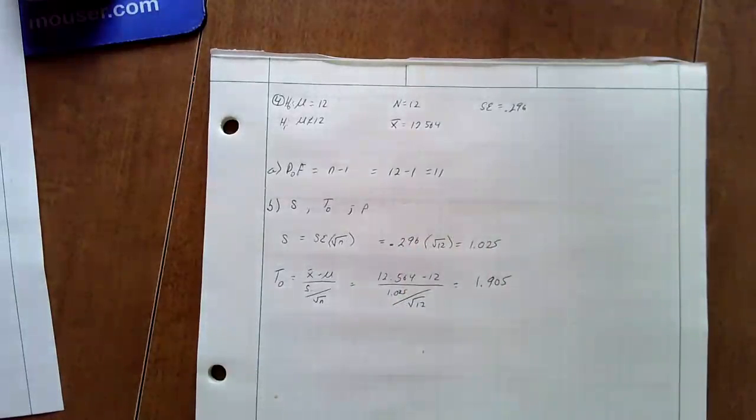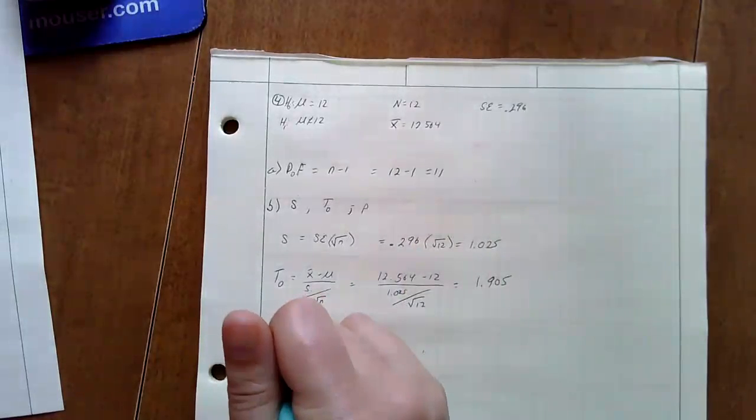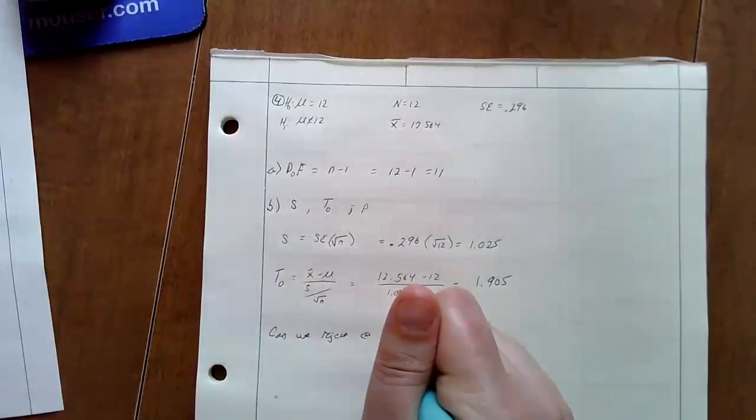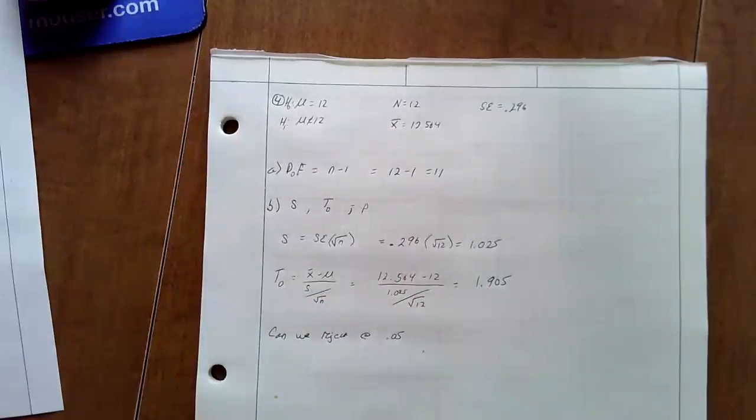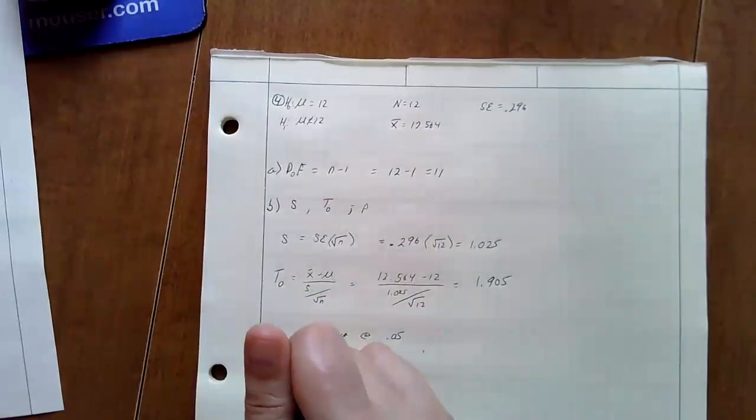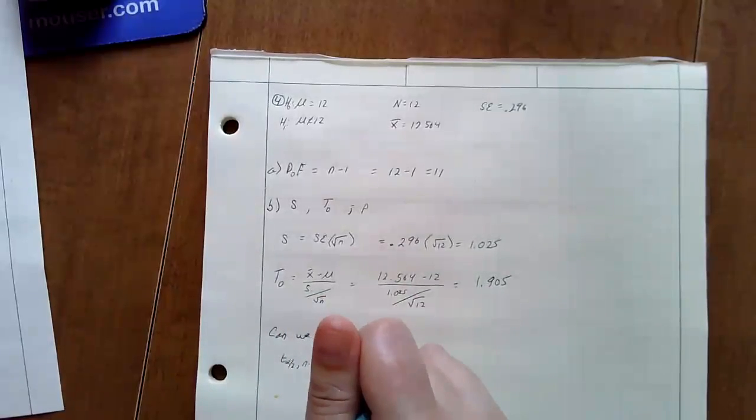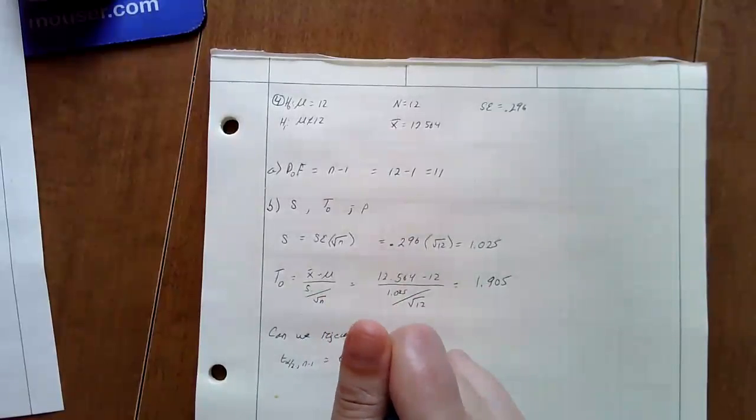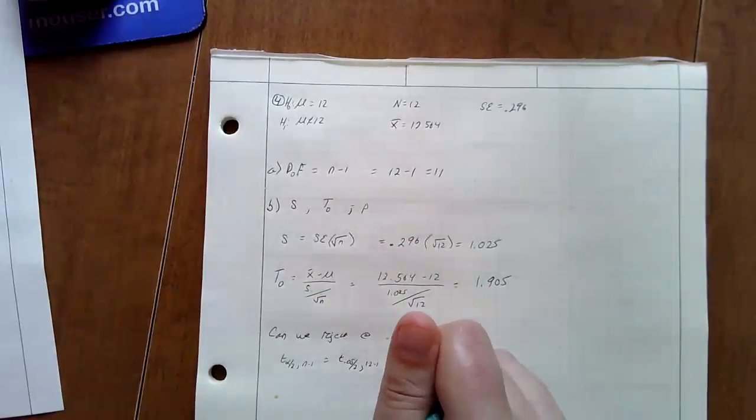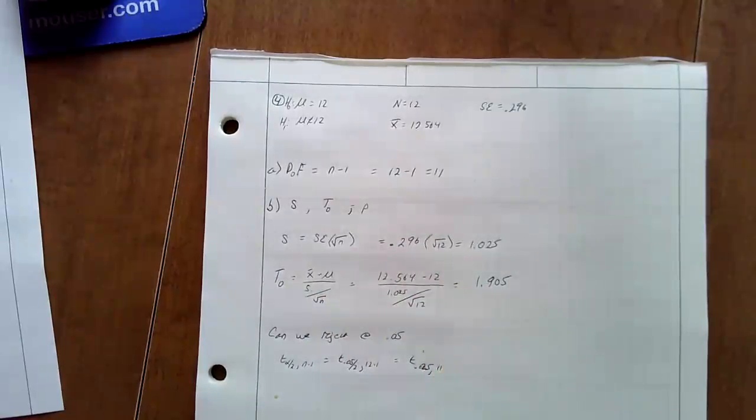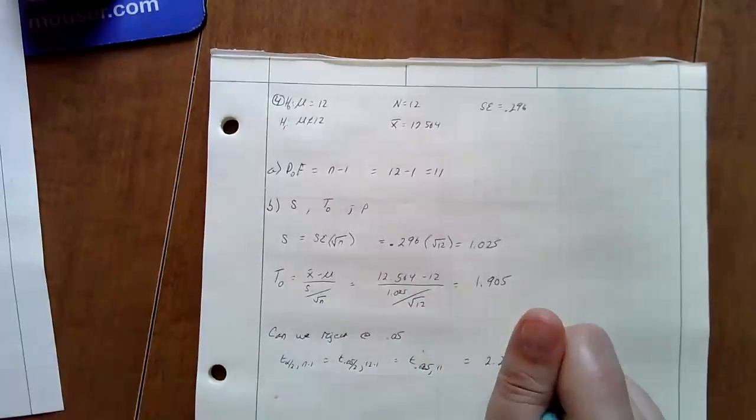And so to do this, what we're going to do is look at the t values for 0.05. So can we reject at 0.05? So our t of alpha over 2 comma n minus 1, if we're looking at 0.05, that's 0.05 divided by 2 and 12 minus 1. So that means we're looking at t of 0.025 with 11 degrees of freedom. And that value is 2.201.